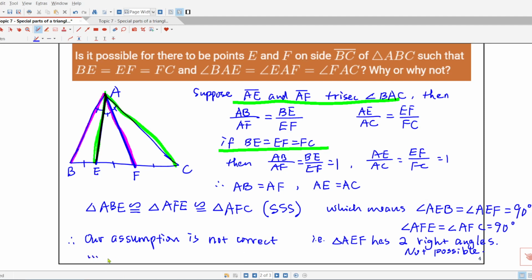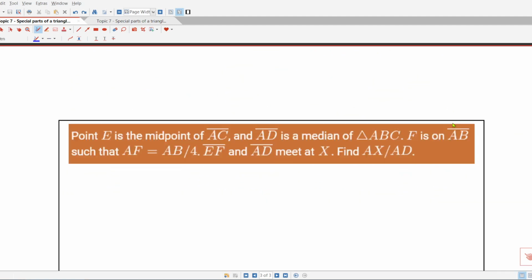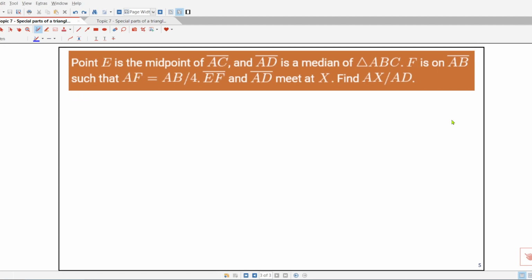Then you should state that it is not possible for there to be points such that BE equals EF equals FC and angle BAE equals angle EAF equals angle FAC at the same time, right? So you should write this by yourself. I'm not gonna write it here, okay? So this completes the reasoning process of this question. You get it? All right, if no questions, let's have a look at the next one.